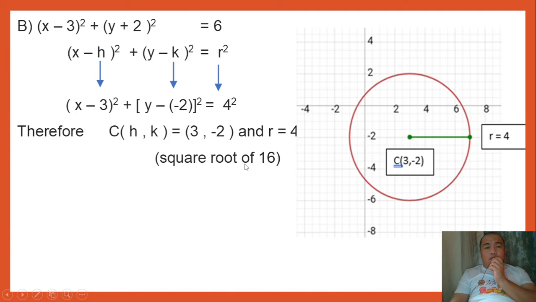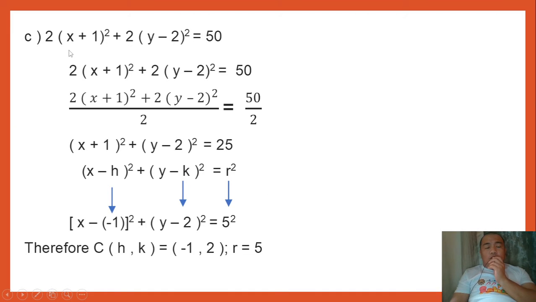Alright. That is how to find the center and radius of a circle. And this is how to graph the circle. Another, 2 times the quantity x plus 1 squared plus 2 times the quantity y minus 2 squared equals 50. So this is not written in standard form, so we must first divide all terms by 2.